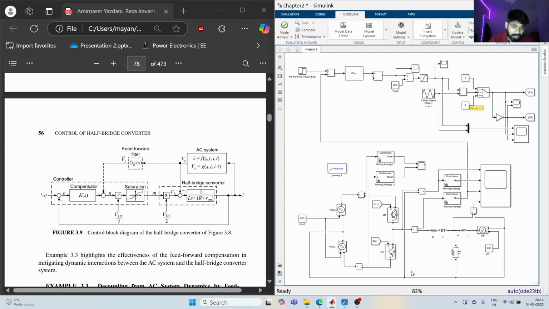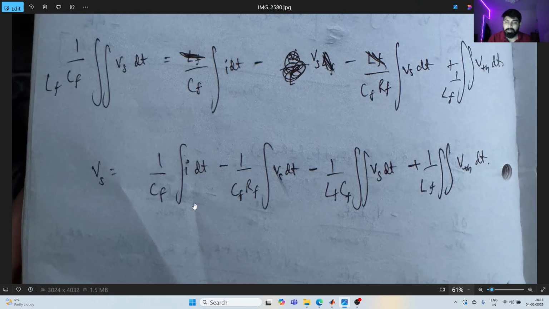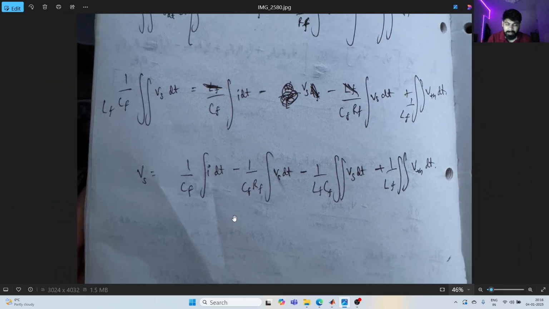I already did that derivation, and this is the last equation that came out from my derivation. What you can see is a strong dependency of Vs on I, and various integrals or double integrals of Vs and Vth. Please write in the comments if you need the full derivation of it, but it's very easy. You guys can try it on your own and come to this result.